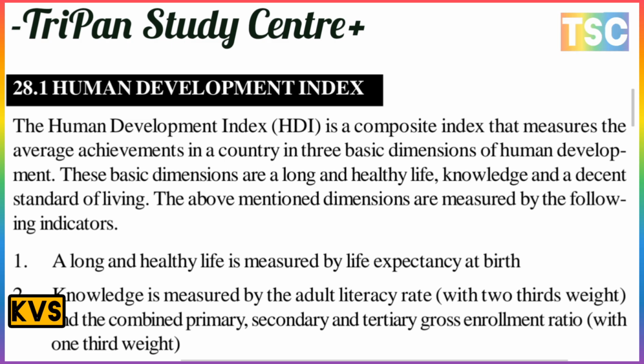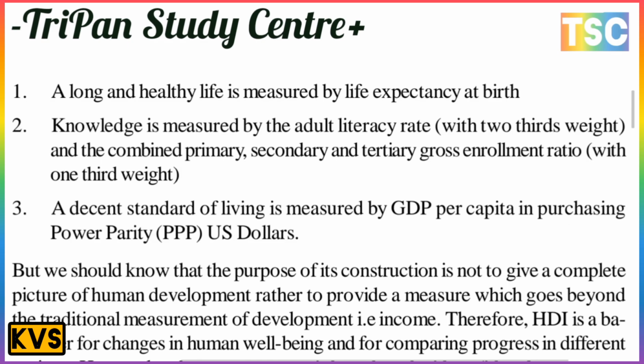This is the most important indicator. Let's see the most important indicators here. There are three main indicators for the Human Development Index. A long and healthy life is measured by life expectancy at birth.